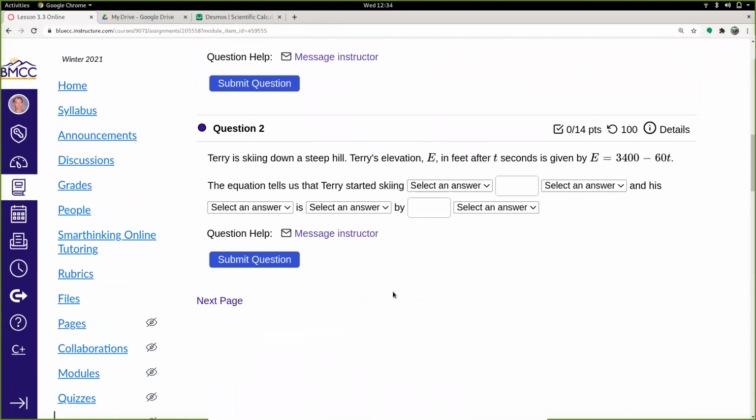All right, so Terry is skiing down a steep hill. Terry's elevation, E, in feet after t seconds is given by the equation E equals 3,400 minus 60t. So I just want to pick apart that equation, then we'll try and fill in the blanks here. So mine's 3,400 minus 60t.